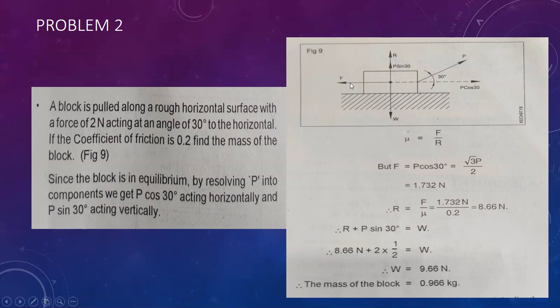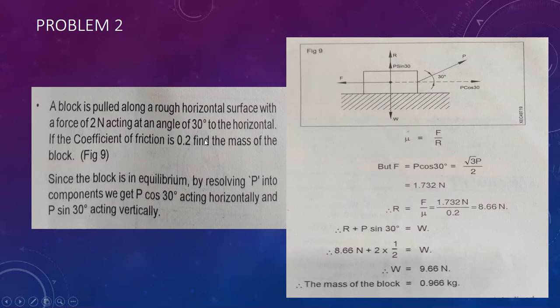What is F? This force of friction is equal to P cos theta. P you know is 2 Newton. Theta is equal to 30 degrees, and cos 30 is root 3 by 2. So root 3 by 2 into P, and P is equal to 2 Newton, so root 3 by 2 into 2. The 2 will be cancelled. It will be root 3, value 1.732 Newton. So the force of friction F will be 1.732 Newton.